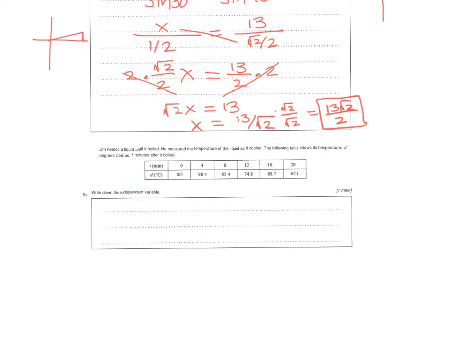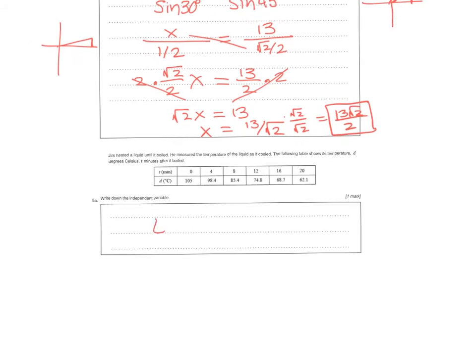Okay, so this question is a real-world problem. It says Jim heated a liquid until it boiled, and then he started measuring the temperature of the liquid as it cooled. So the first thing it wanted to know is the independent variable. That's the thing that we are changing, and then measuring how that affects the change on the dependent variable. So the independent variable is time, or minutes. And then our dependent variable is the temperature, because the temperature depends on how much time has passed for it to cool.